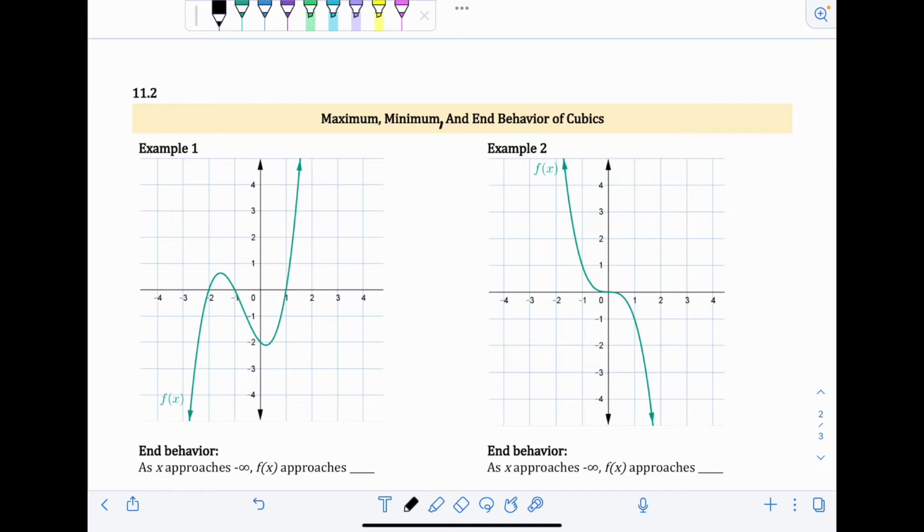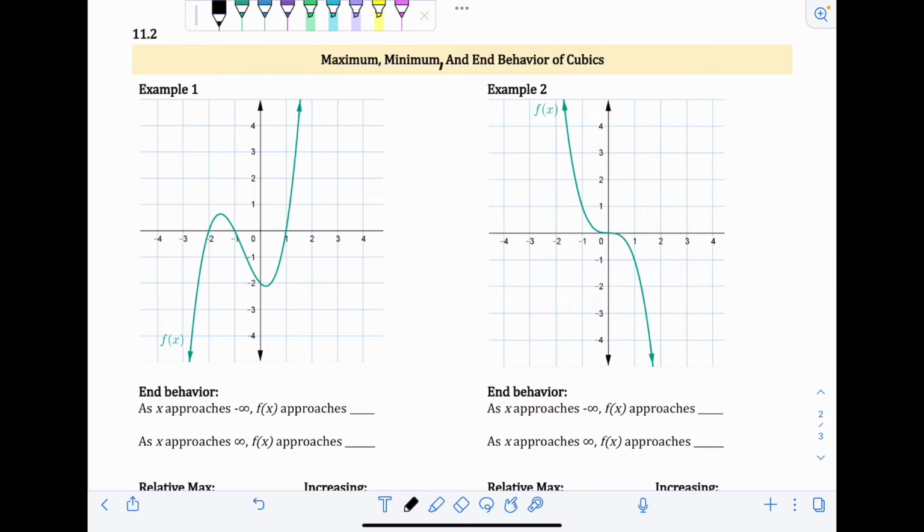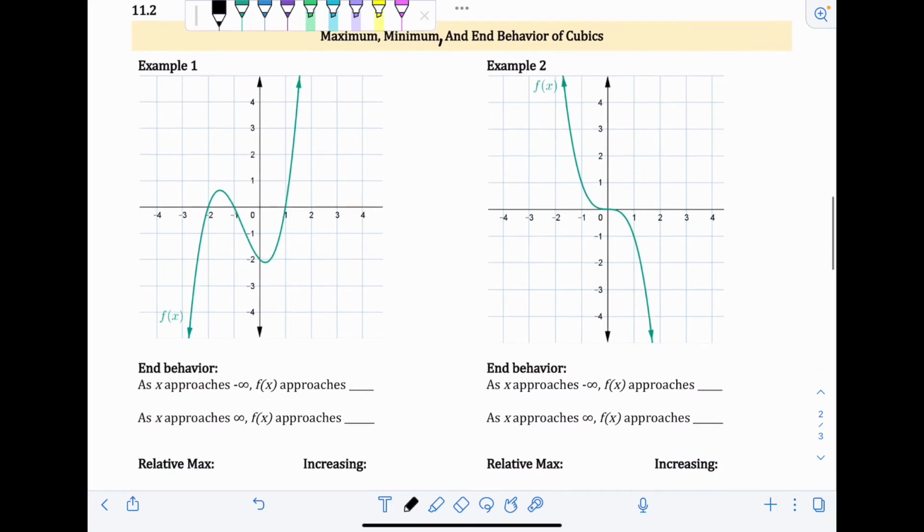If you have the graphs in your notes, you could just add the different questions or key features to those same graphs. So for both of these, we're going to answer the end behavior, then the maximum and minimum, and where it's increasing and decreasing. So starting with example 1, the end behavior.